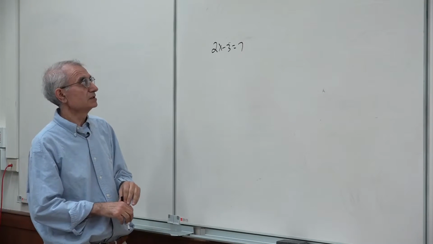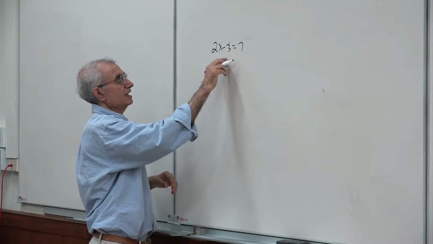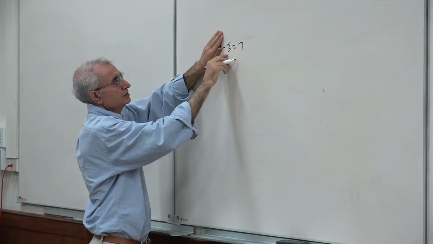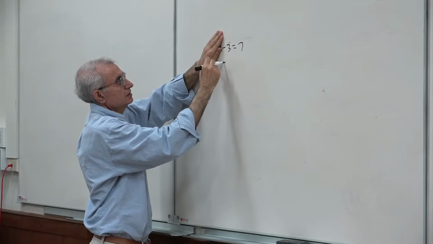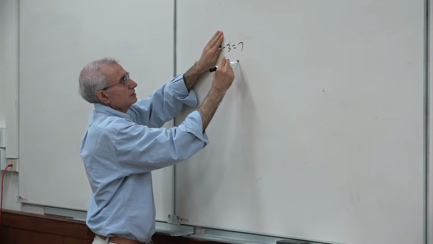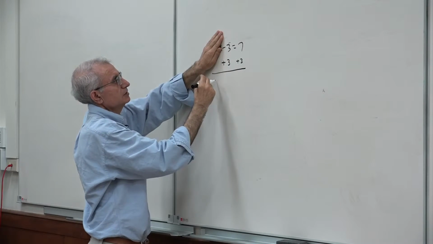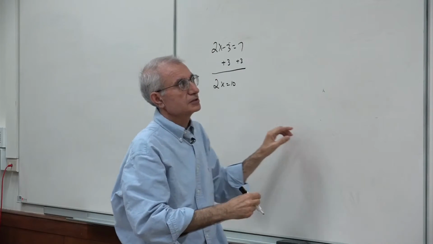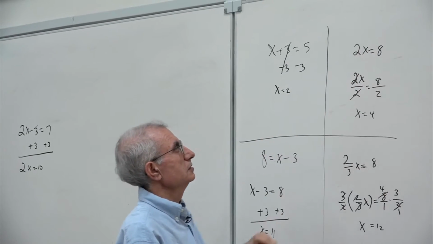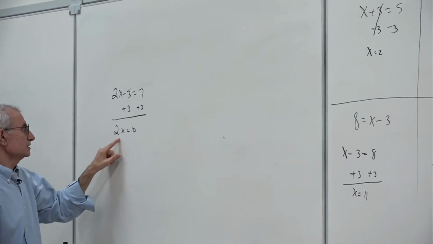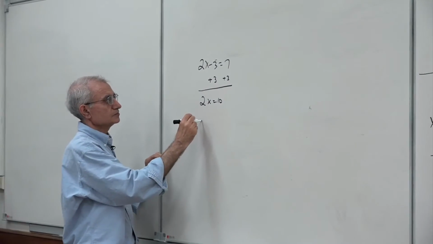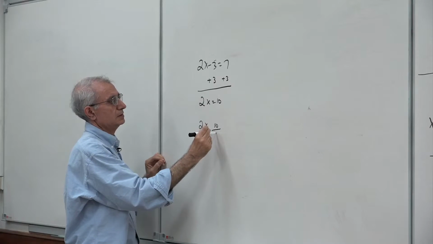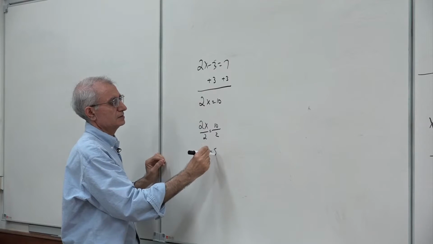To solve this for x, I have to get rid of this negative. I have to isolate the variable. To isolate the variable, I have to get rid of the negative 3. Remember, to get rid of the negative 3, I have to add 3 to both sides. So I will get 2x equal to 10. Then notice that this problem becomes one of these problems, right? So to solve this for x, I'm going to divide both sides by 2. And x will be equal to 5.